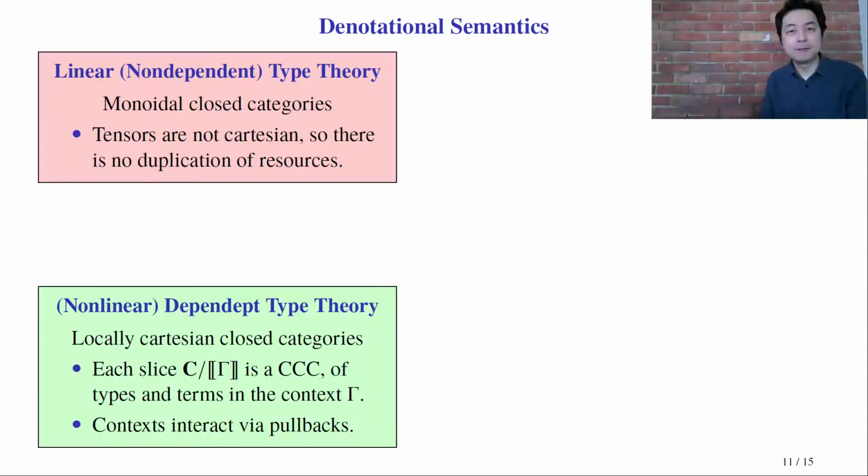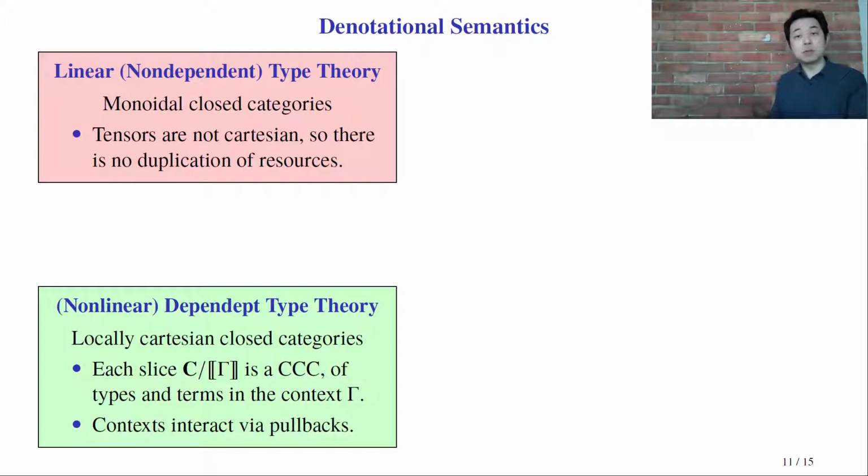Kohei? Thank you, Frank. The goal in this part of the talk is to unify the two semantic frameworks for linear type theory and dependent type theory. On the one hand, linear type theory is modeled by certain monoidal categories in which monoidal products are not Cartesian and can therefore accommodate a notion of linear resources that cannot be duplicated. On the other hand, dependent type theory amounts to locally Cartesian closed categories in which every slice over a context Γ is a Cartesian closed category of types and terms in Γ, and the interaction among different contexts is modeled by pullbacks and their adjunctions.